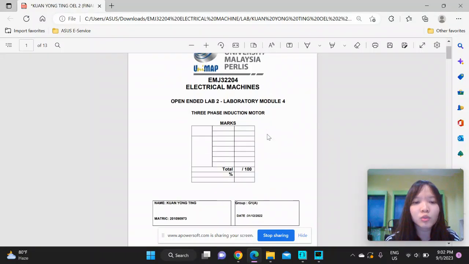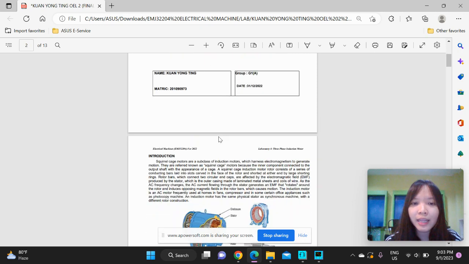My metric number is 2010900973. This is my open-ended lab 2. I will be using the three-phase induction motor. In this lab, I will be choosing the squirrel cage motor.